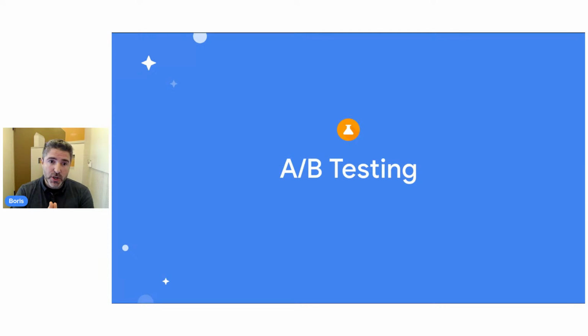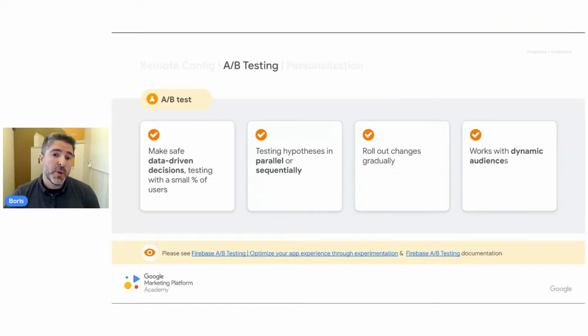The A/B testing feature allows us to test different hypotheses before we push our changes to all users. As an important remark, the A/B testing feature does not require any additional coding within the app. The variants of the test are controlled in the Firebase console. With A/B testing, we can make safe, data-driven decisions, test our hypotheses in parallel or sequentially, and decide which changes to roll out and which changes to hold off on.